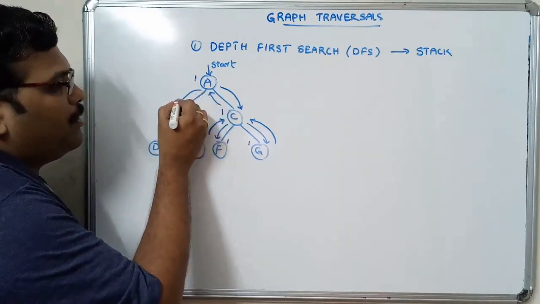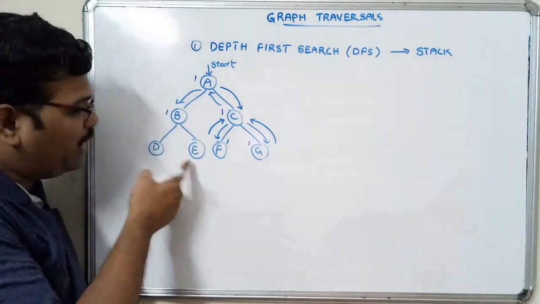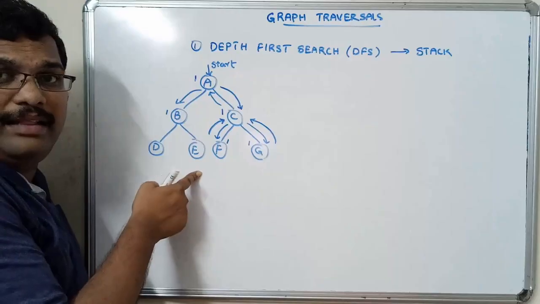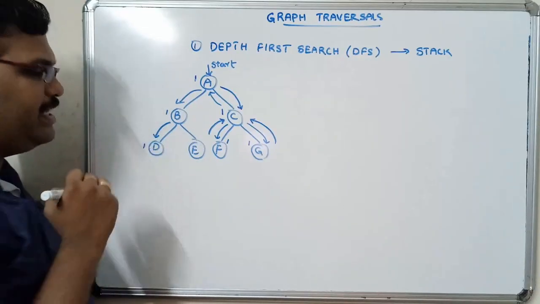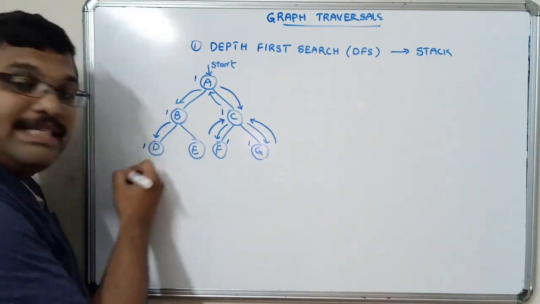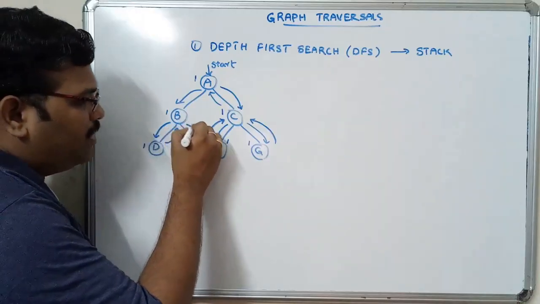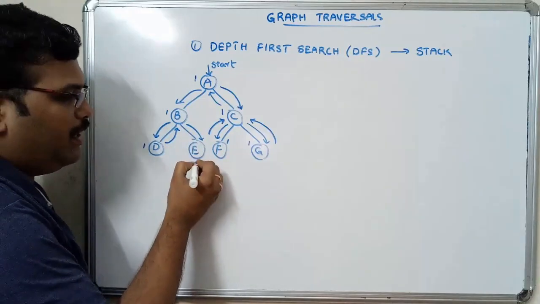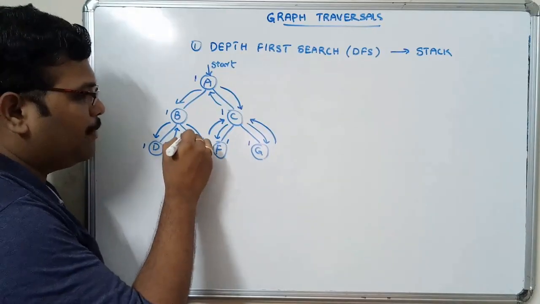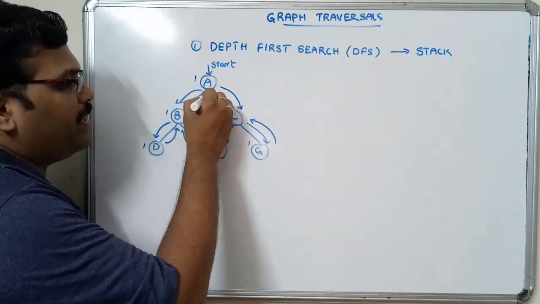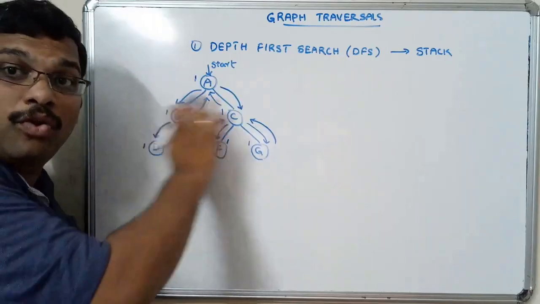So B will be 1. Now B has two adjacent nodes. We can go with D or E, anything. I will go with D, marked as 1. Again there are no adjacent nodes. Backtrack. Again go with E and mark it 1. There are no adjacent nodes. Backtrack and again backtrack. Again we came to the start node and there are no adjacent nodes.